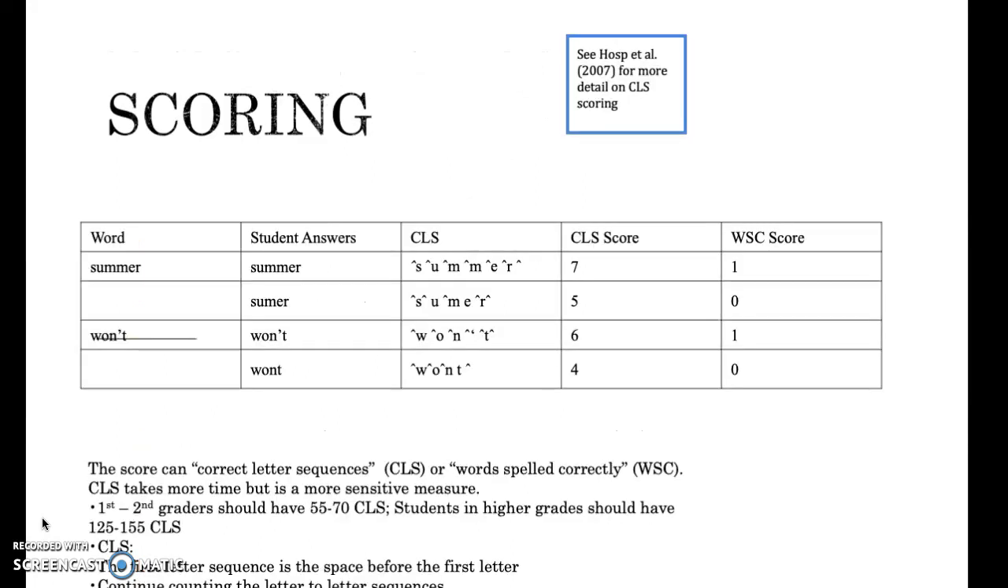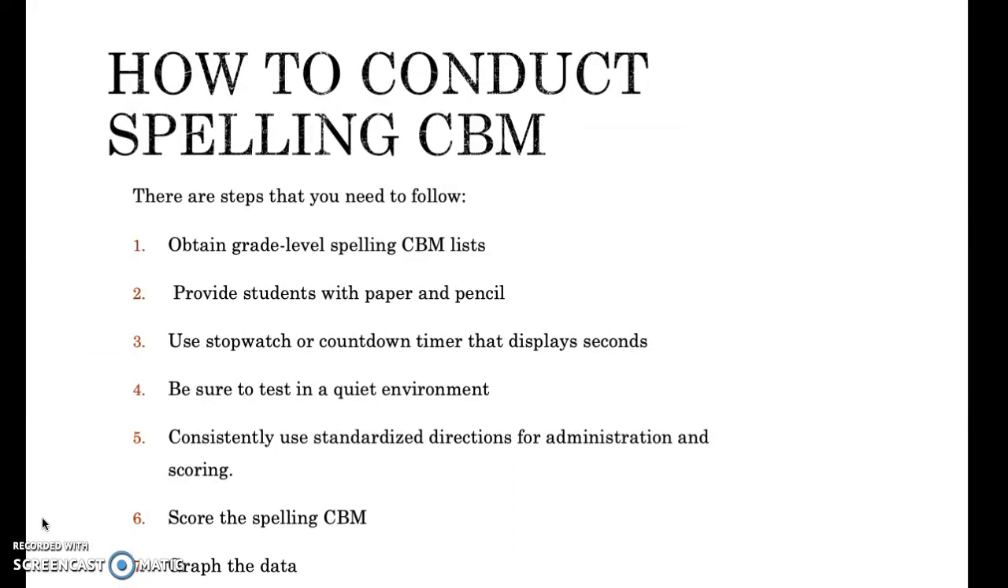Then you gotta provide students with paper and pencil. It's better if you use lined paper, and you can also use spiral notebooks. You have to use a stopwatch or countdown timer that displays seconds. You have to be sure that you're testing in a quiet environment. Then you consistently use standardized directions for administration and scoring. You can administer 3 equivalent lists the first time in one session or across days. The median will be the first data point on the graph.